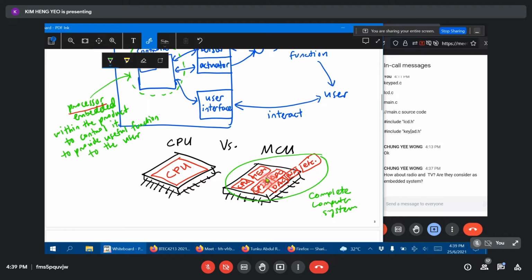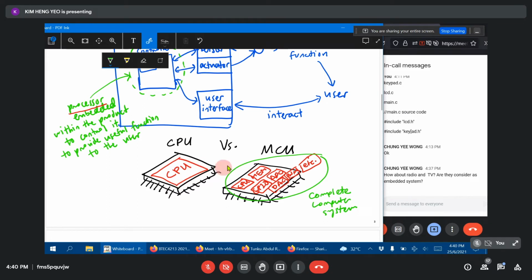So if you want it to work, you just need to apply power. You just apply VDD, VSS, 5 volts or 3.3 volts and ground. It will start working. You don't need anything else. But for the CPU, you need to connect external memory, external I/O ports, and external power management circuitry, like your power supply or PSU. You need a lot of stuff in order to support this guy to work. But this guy is very powerful, very general purpose.